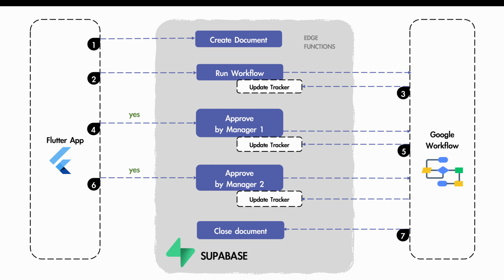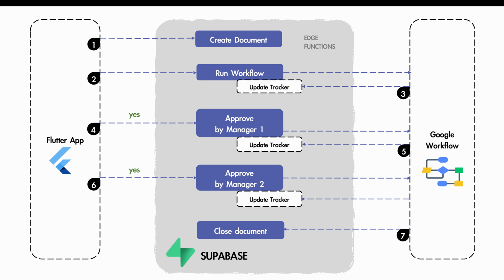First, someone makes a new document and starts the approval process. Then a manager checks and approves the document. After that, it goes to another person for one more check and approval. In the end, we finish by closing the document. While this workflow is basic, it serves as a practical starting point for incorporating Google Workflow into your projects.